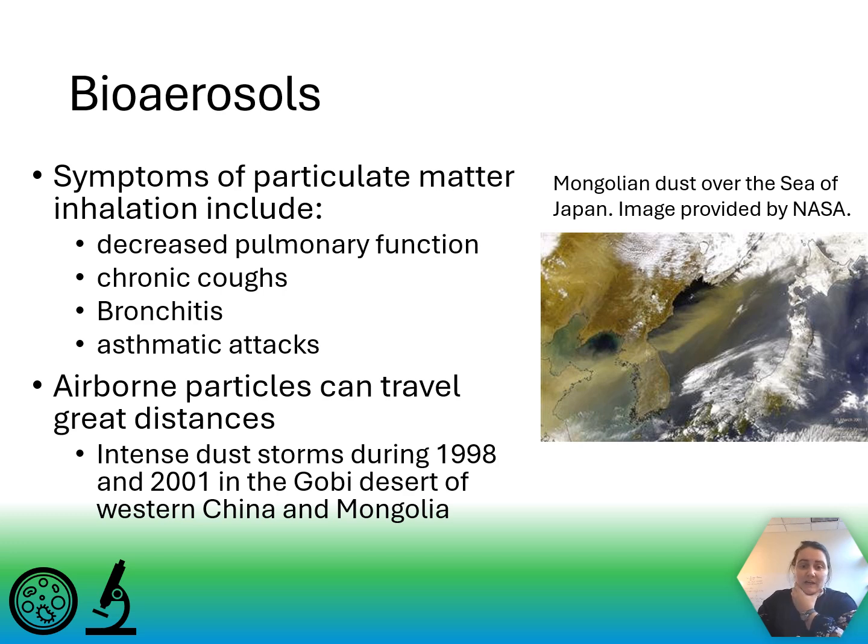That's all particulate matter, and we actually had air quality alerts those days for particulate matter. But you can also see that airborne particles travel great distances. So the satellite photo on the right side of this slide is a picture of some intense dust storms that happened in the Gobi Desert between 1998 and 2001. The Gobi Desert is in western China and Mongolia. And what you're actually seeing is dust over the Sea of Japan. That's how big these storms were. And so airborne particles actually travel great distances, and if microorganisms can attach to those particles, that's going to be of huge importance to us as we're thinking about transport of these particles.